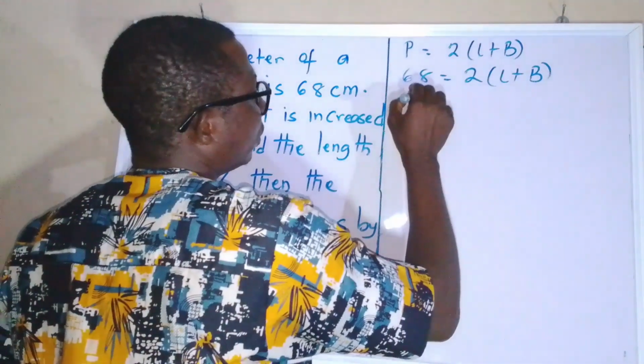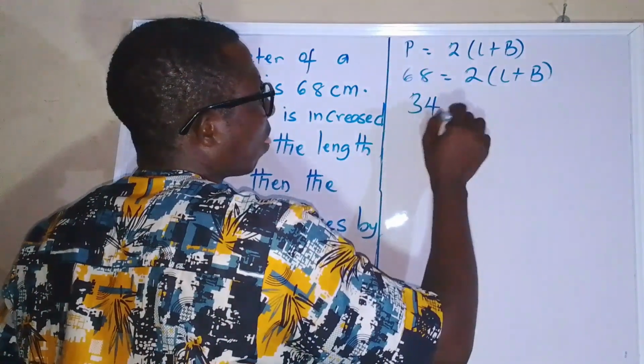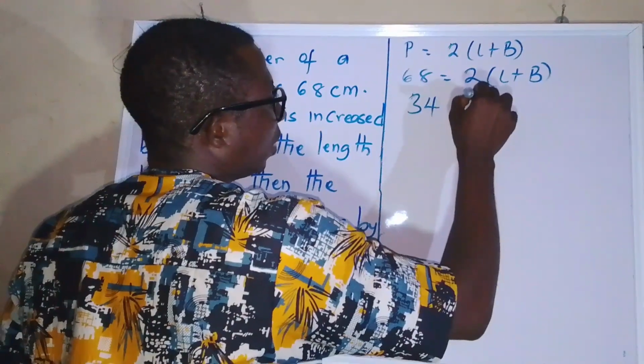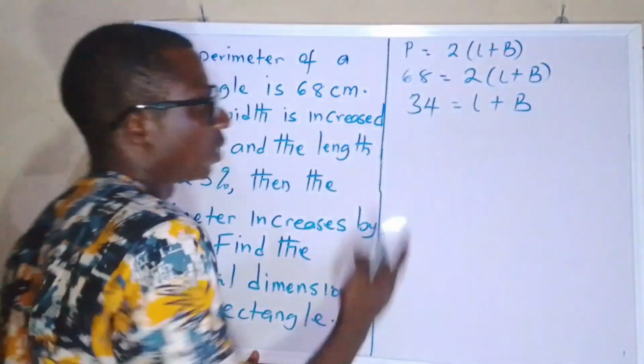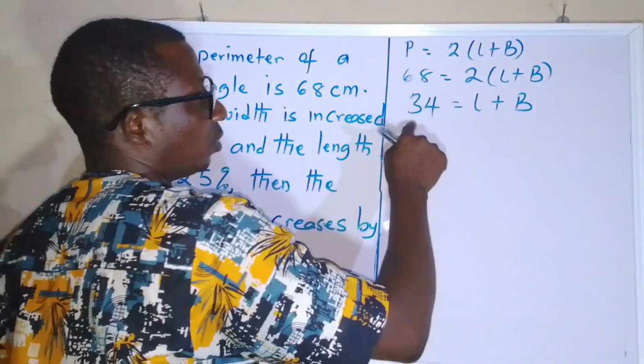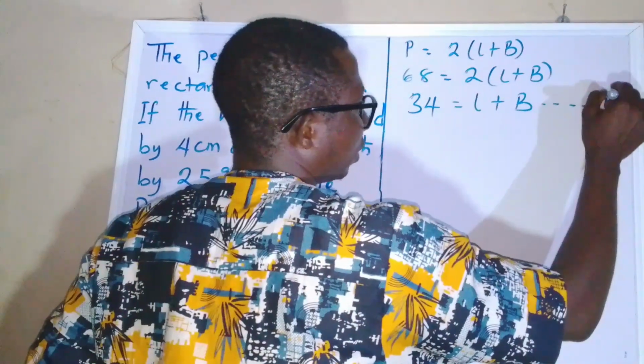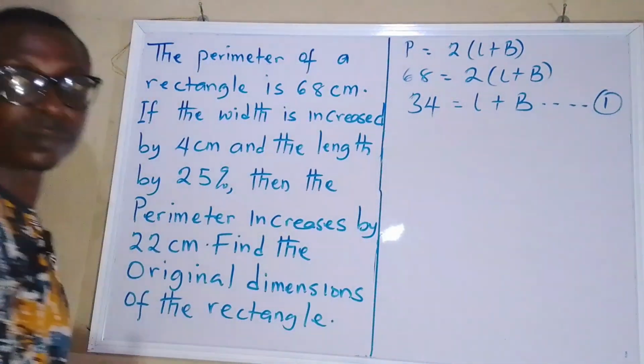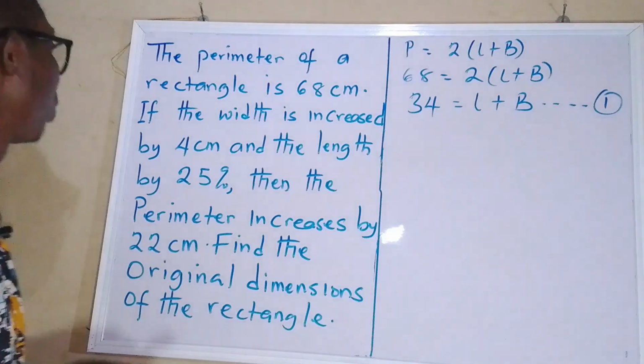So this is going to give you 34 equals the length plus the breadth. So that's what we have. When you divide this by 2, you have this. Divide this by 2, you have this. So you can call this equation 1.